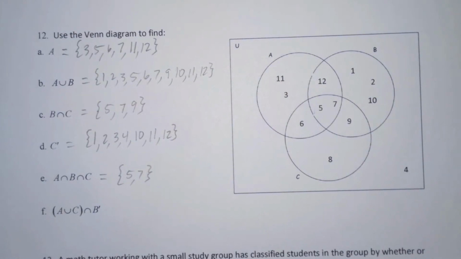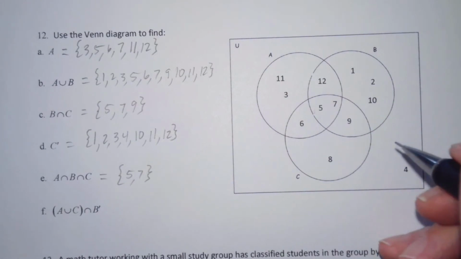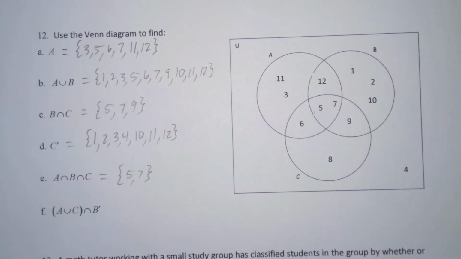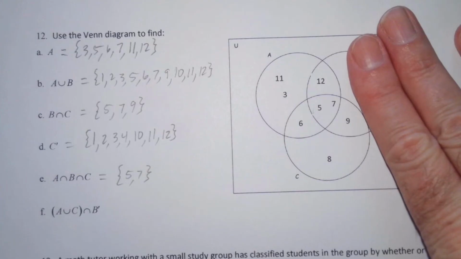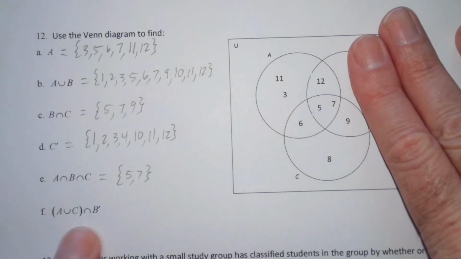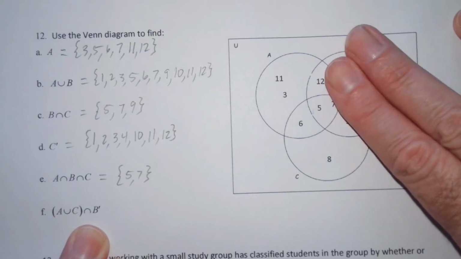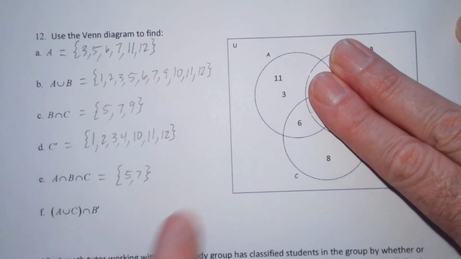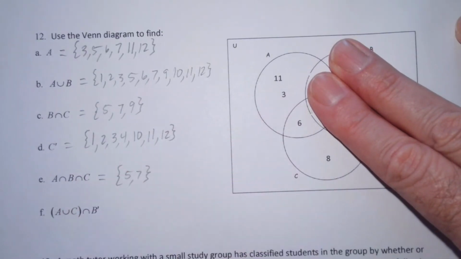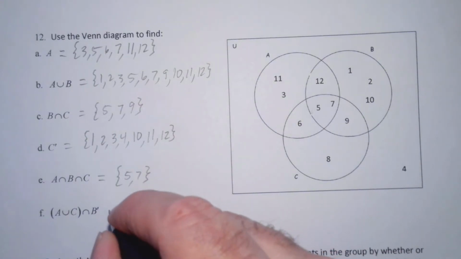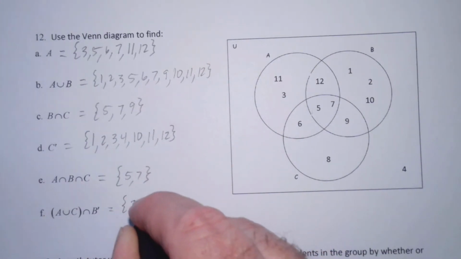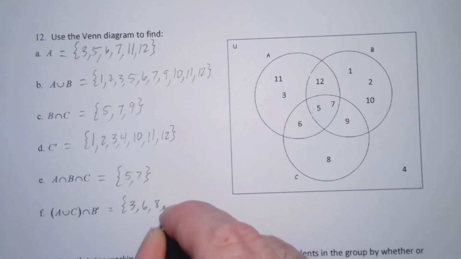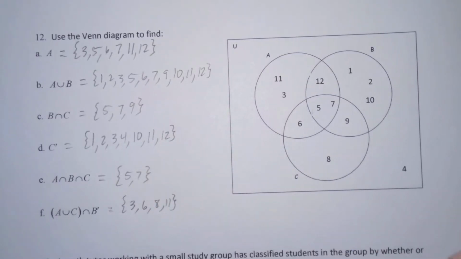Let's see, on F, we've got A union C. So this will be kind of like the last two that we did on the previous page. A union C is everything in the A circle combined with everything in the C circle. However, this is "and not B," so we have to take out the stuff that's in B. So it's going to be 3, 6, 8, and 11. Now that's the way I like to do it.